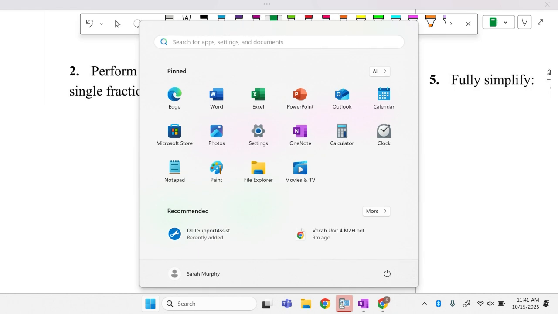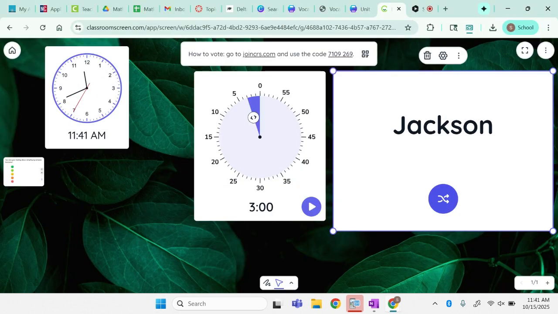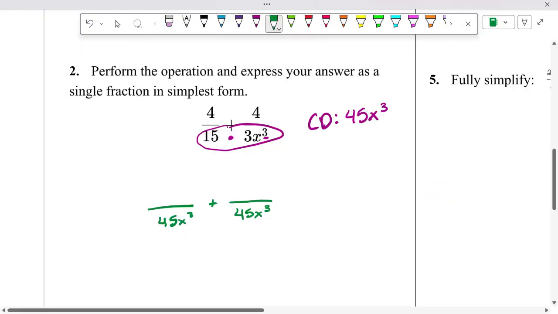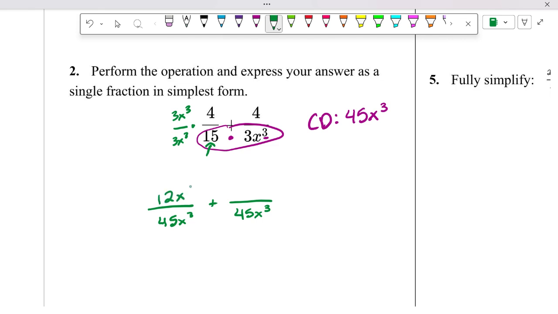So let's go with Jackson. What would I need to multiply to the top and the bottom of the first fraction in order to get 45x cubed on the bottom? So we're starting with a 15. What do I need to multiply to that to get 45x cubed? 3 what? 3x cubed. Good. So we're going to multiply the top and the bottom by 3x cubed. So Jackson, what's 4 times 3x cubed? 12x cubed. Good.